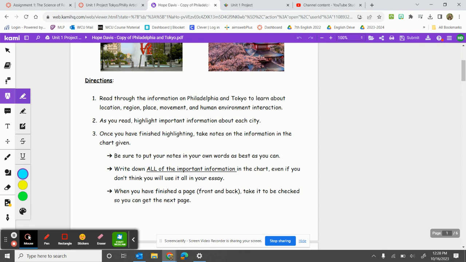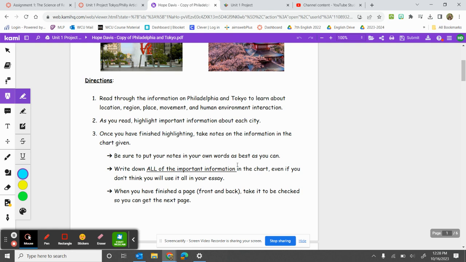As you read, highlight important information about each city, and then once you finish highlighting, take notes on the information in the chart given. You want to make sure that you're putting your notes in your own words the best that you can. As you'll see in my example, some are hard to do that, and that's okay. Write down all of the important information in the chart, even if you don't think you're going to use it.